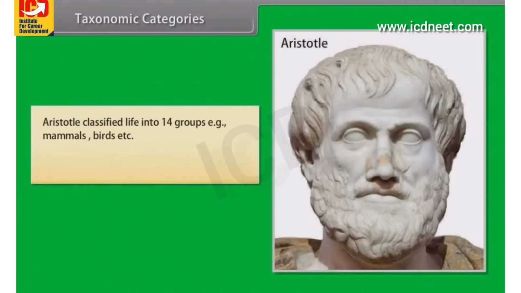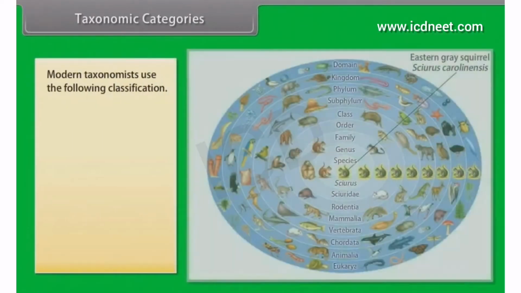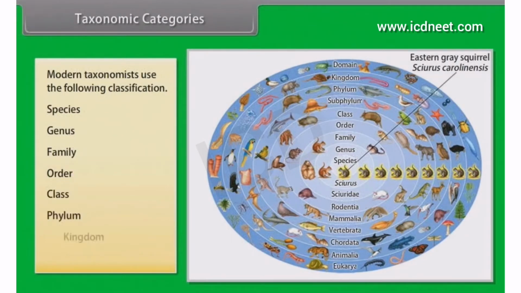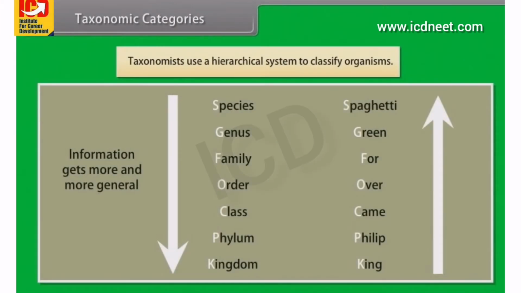Taxonomic categories. Aristotle classified life into 14 groups. Example, mammals, birds, etc. Ray grouped animals and plants according to how he thought they were related. Modern taxonomists use the following classification: species, genus, family, order, class, phylum, kingdom, domain. Taxonomists use a hierarchical system to classify organisms.